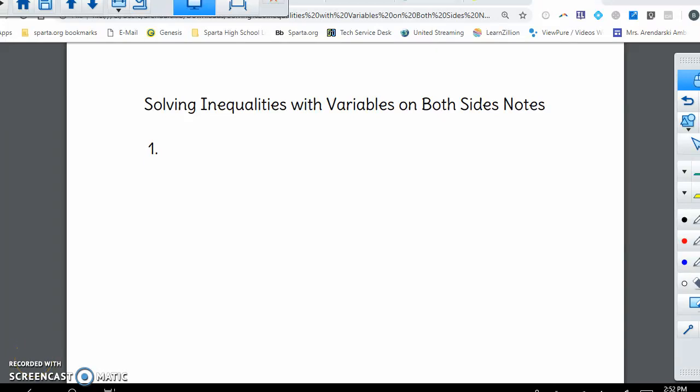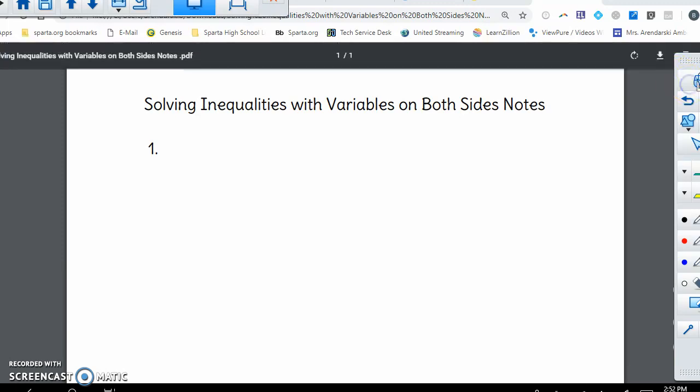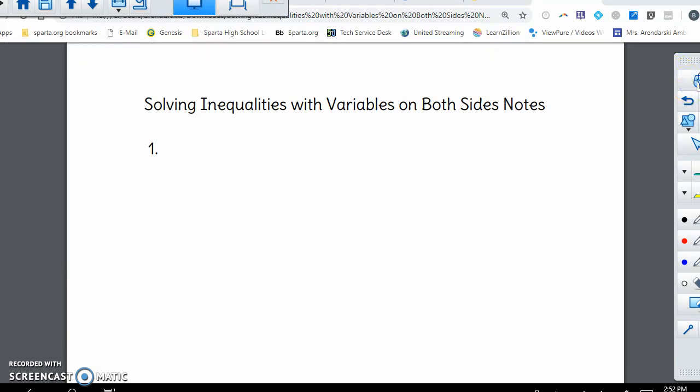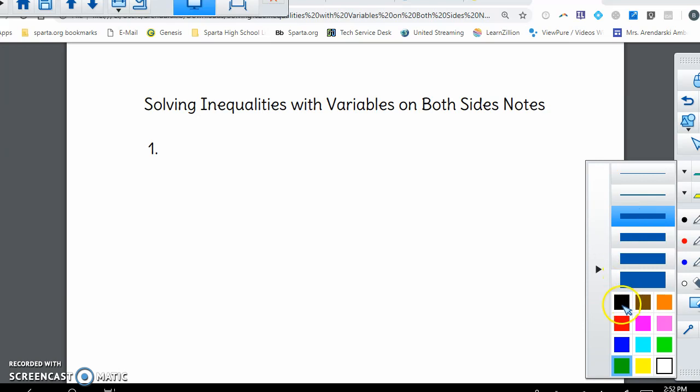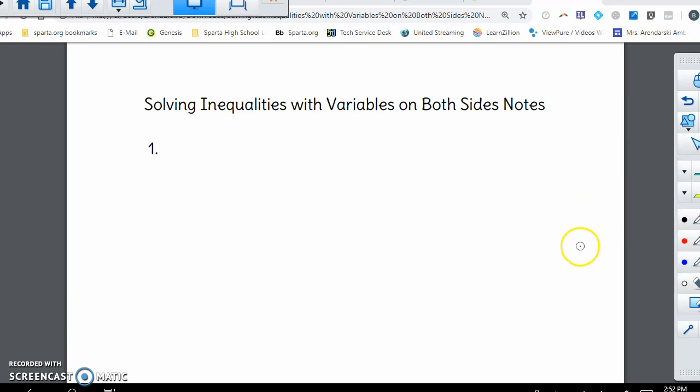We are going to take some notes today. I don't have a formal worksheet for you, so I need you to have out a piece of paper that you can keep in your notebook and a pencil, obviously, so we can take notes. Today, we are going to solve inequalities with variables on both sides. We are familiar with this because we've done it with equations.